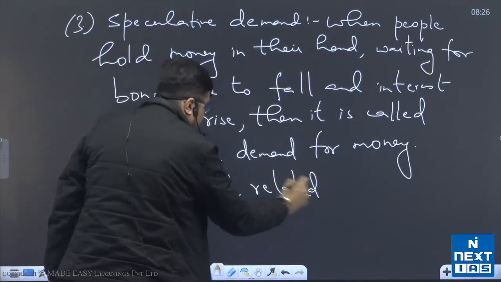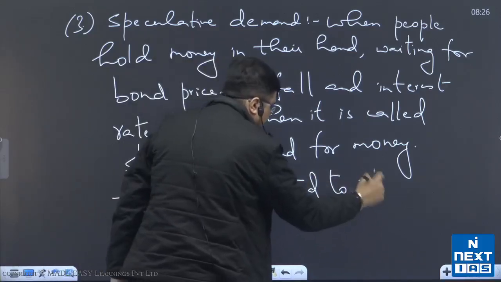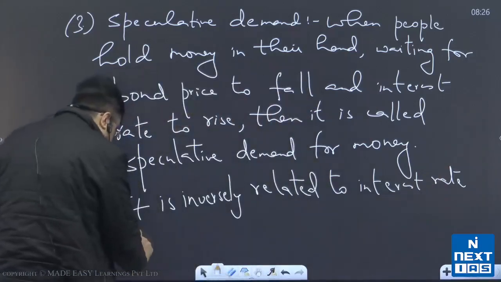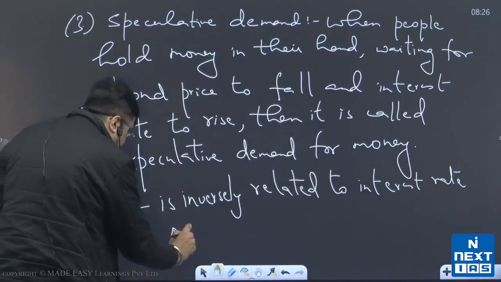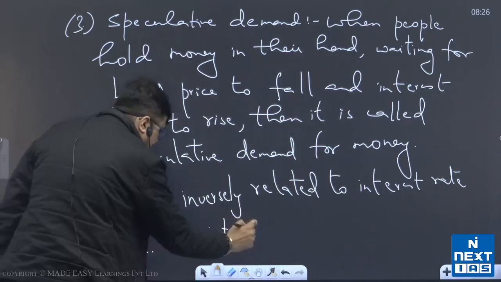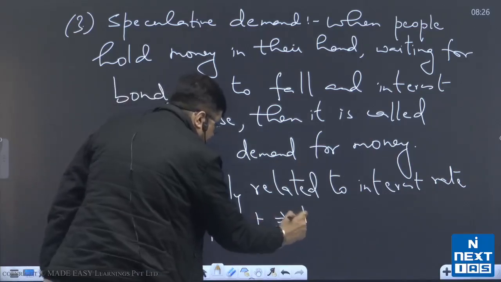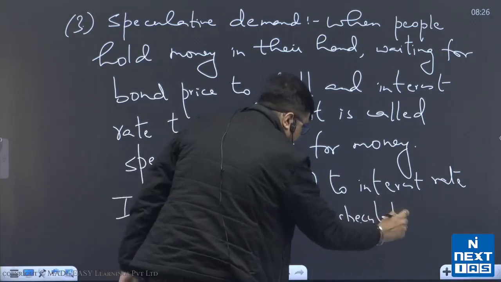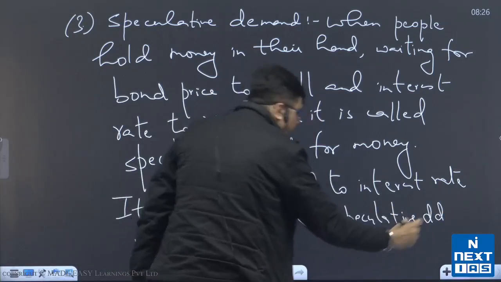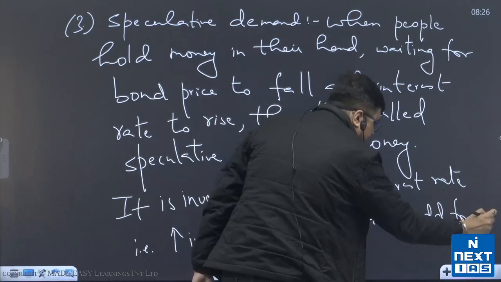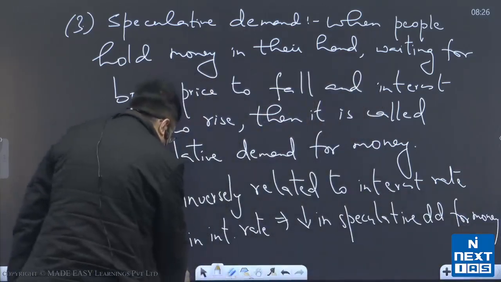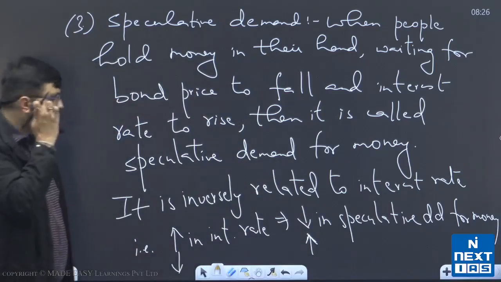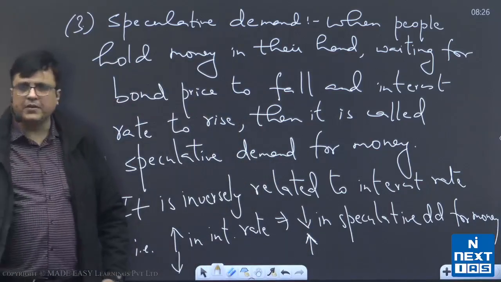It is inversely related to interest rate, that is, an increase in interest rate will imply a decrease in speculative demand for money, and similarly a decrease in interest rate will imply an increase in speculative demand for money. I will explain this to you.